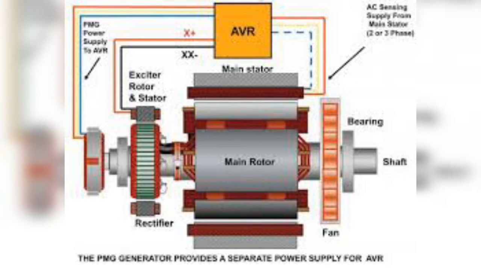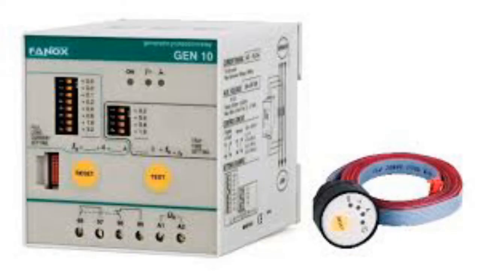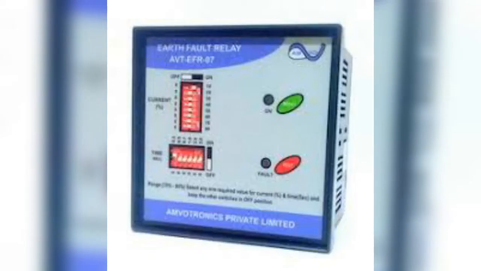Which relay is used for generator protection? Induction type IDMT relay is used for this purpose. High-set definite minimum time induction type inverse overcurrent and earth fault relays are required for backup protection of generators.